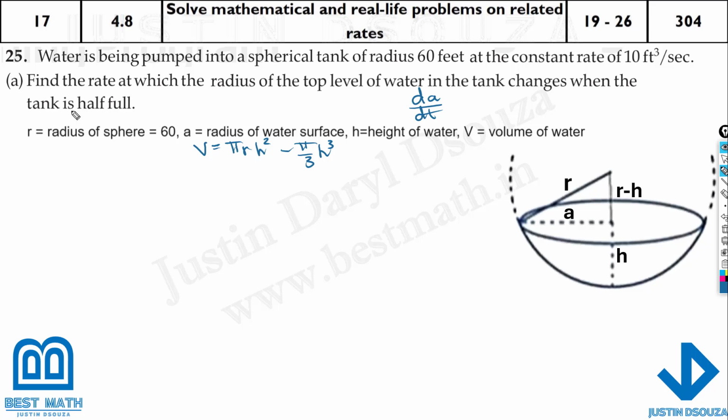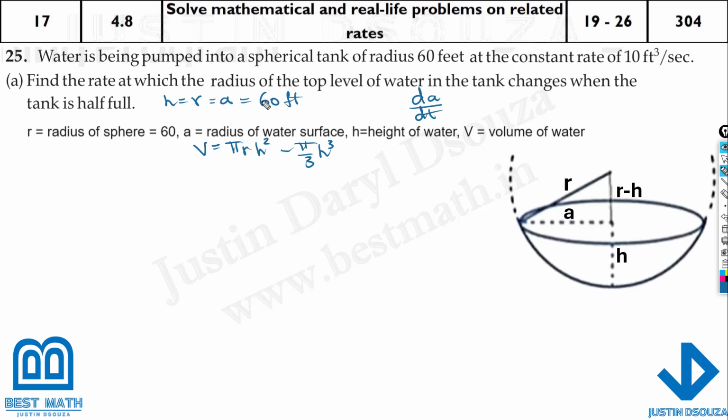And they have also told when the tank is half full, that means it must be exactly half full. When the tank is half full means H is equal to how much? Is equal to the radius of the sphere, isn't it? Is equal to the radius of the sphere. And you can go ahead as well. If it's half full, even this is going to be equal to the radius of the water. Then all is given as 60 feet.